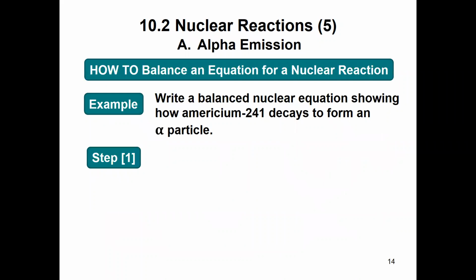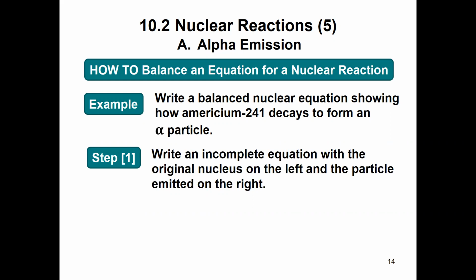So let's go over an example to see how we should balance an equation for a nuclear reaction. We will use the example of americium 241, and we want to write the balanced nuclear equation showing how americium 241 decays to form an alpha particle. So you are told what is the decay, what is the radiation, and it's an alpha particle.